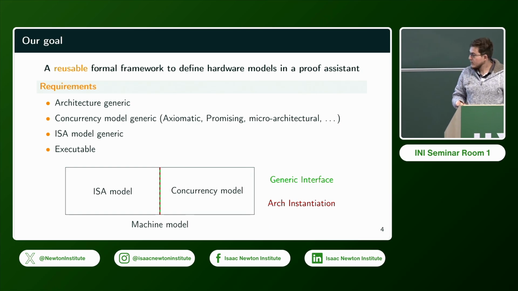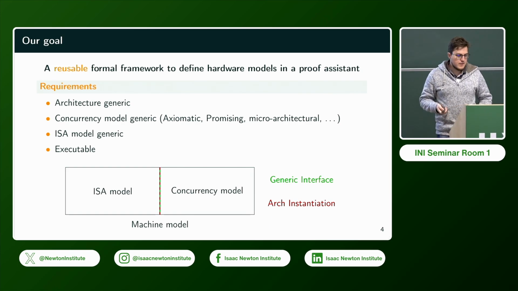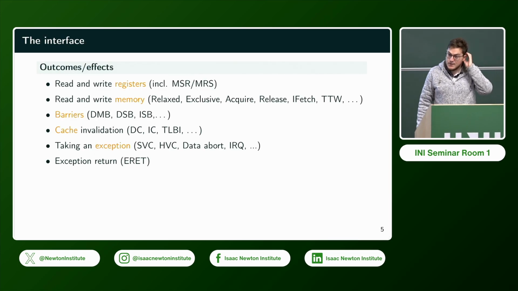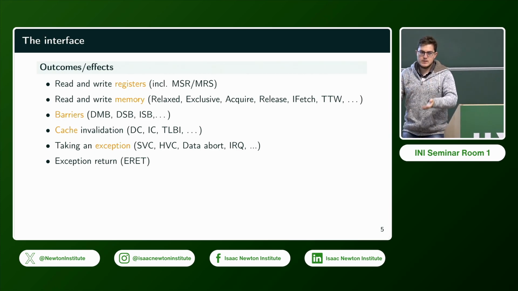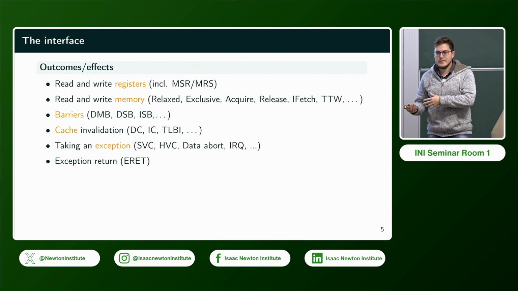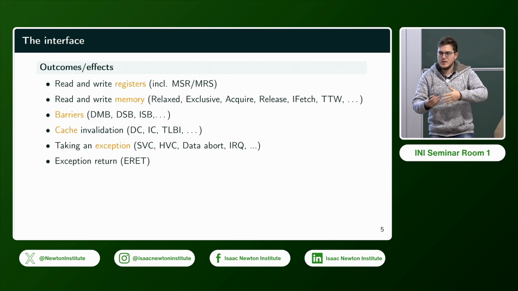So what does the interface look like? We basically have a set of effects, and the instruction model is a program that can generate those effects, and then the concurrency model just consumes a program that generates those effects to produce an actual machine model.